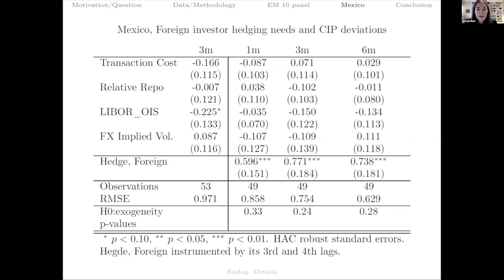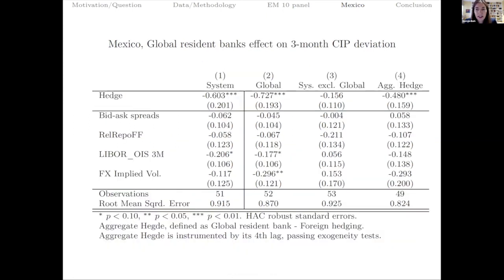Okay, so what if we take a look at this global bank hypothesis? You'll see in column 1, the system-wide, that's the result I've already showed you for the 3-month. So we see the negative coefficient on the hedge variable for this whole system. So that's the entire resident banking system. Using the Mexican data, I can split out the global banks.